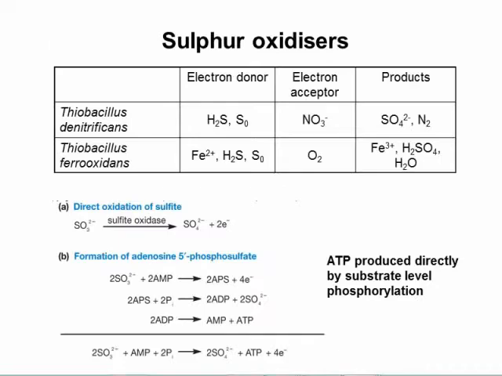Oh yeah, the other thing about sulfur oxidizers is that they have a kind of cute way of producing ATP. Adenosine monophosphate can be sulfated to give you adenosine phosphosulfate, and then sulfate groups can be switched for phosphate groups, and this gives you ADP. And then you switch the phosphate groups around, that gives you one AMP and one ATP. So sulfur oxidizers can directly produce ATP.